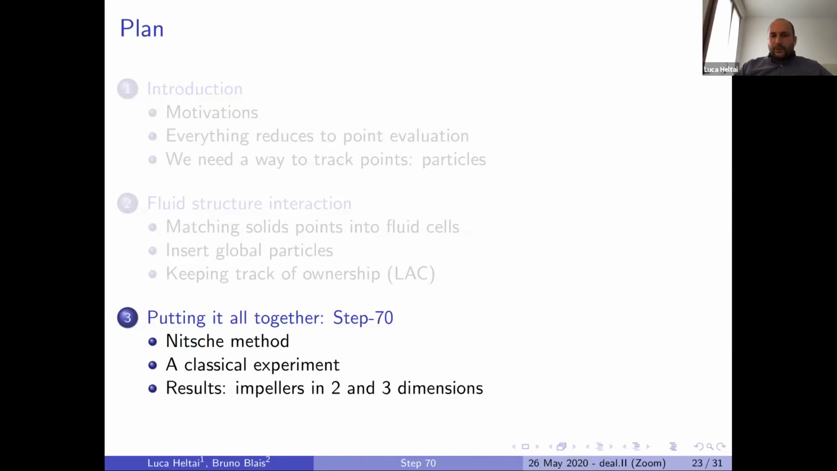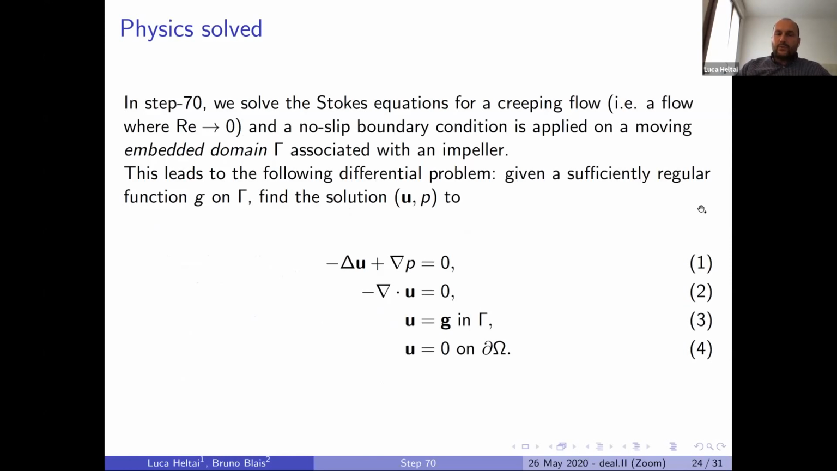So if we put it all together, we decided to make as simple as possible a step example. And basically the only three ingredients that are necessary are the ones that we already showed here. So we need to initialize particles with a given triangulation or with more than one triangulation. And this is exactly what happens in step 70. And then the type of equation that we solve in step 70 is just Stokes flow for creeping flow, in which we impose weakly with the penalization parameter that U is equal to G on gamma.